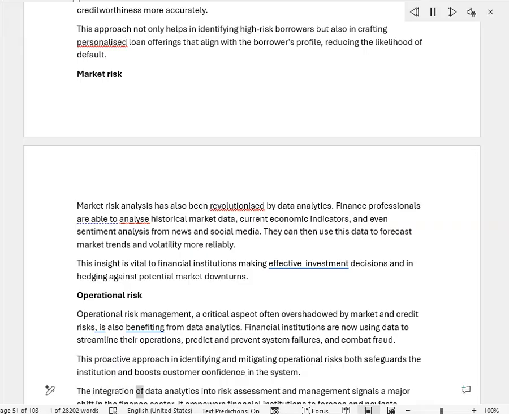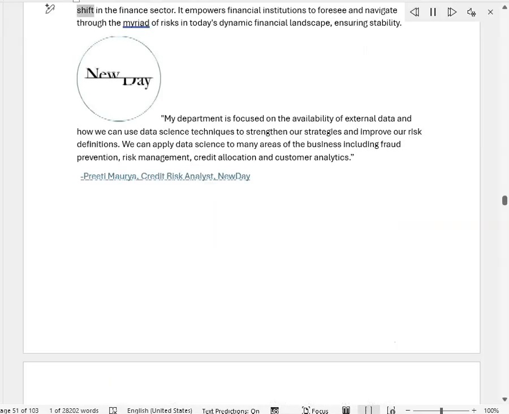The integration of data analytics into risk assessment and management signals a major shift in the finance sector. It empowers financial institutions to foresee and navigate through the myriad of risks in today's dynamic financial landscape, ensuring stability.